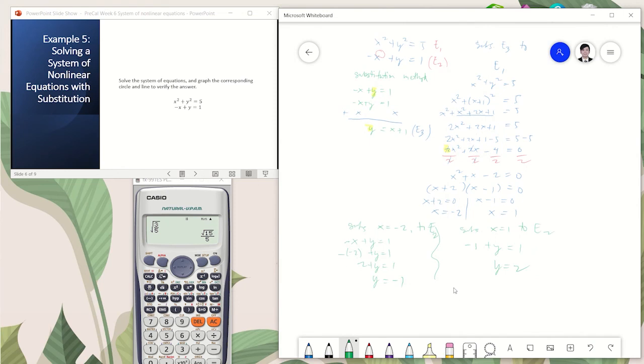Okay, wait. Just to double check everything. Okay, yes, that's it. So our solutions are negative 2, negative 1, and then the other one would be 1, 2.